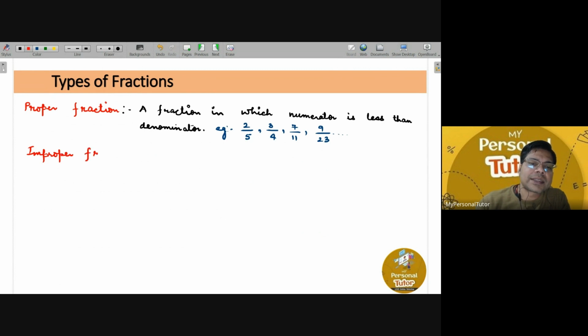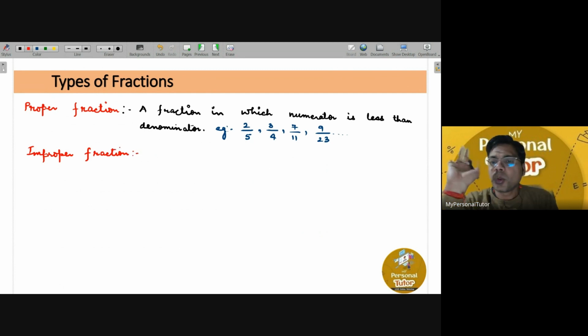Improper fraction. Please understand, no need to note it down. At the end of the topic, I'll upload the videos and notes as well so that you can refer. It will be easy for you.